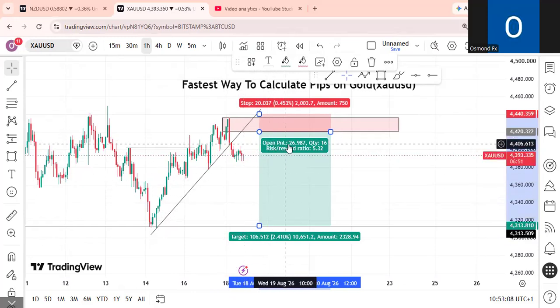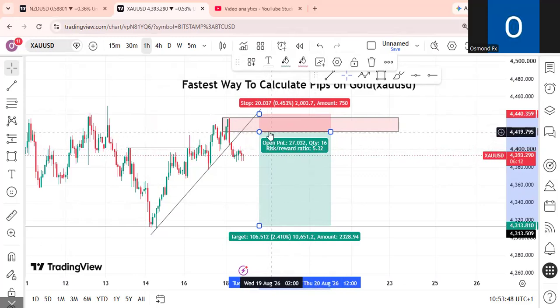Then I want you guys to also pay attention to this area. Looking at this area now, you can see risk to reward ratio. Now, risk to reward ratio, you can see 5.32. Now, 5.32 means that any amount that you risk on this trade, you're going to make times 5 of it. That means if you risk $50 on this trade, you're going to make 250. If you risk $10 on this trade, you're going to make $50 from the drop.